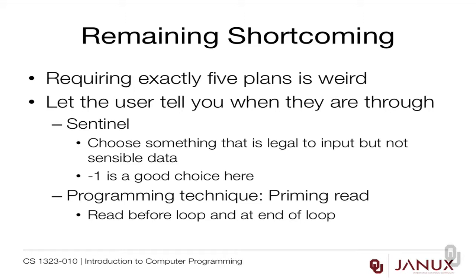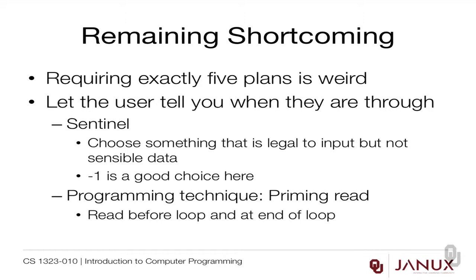Now, we do have a remaining shortcoming with this program, and that's that requiring exactly 5 plans is weird. Let the user tell you when they're through. Now, the way we do this in a program is using a sentinel. So that has to be data that's legal to input, but doesn't make sense as data. So in this case, -1 is a good choice, because no cell phone company is charging negative money for a cell phone plan. The programming technique you need to use to make this work is called a priming read.